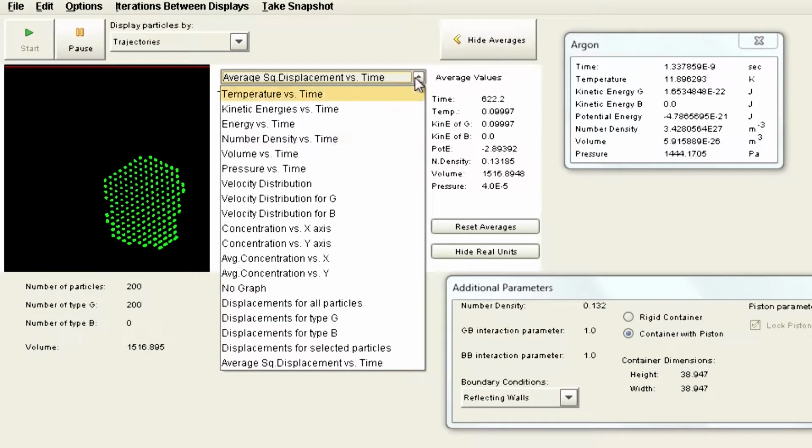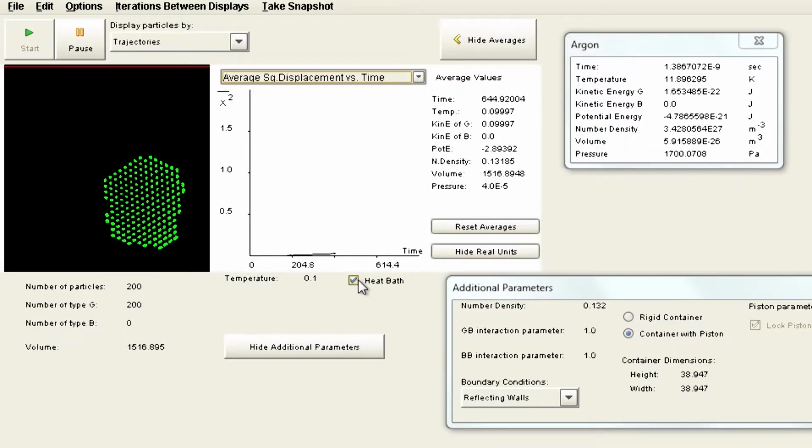So, now let us change the system. It has the heat bath. That is why the temperature is constant. Let us say if we reduce the heat bath, what happens?